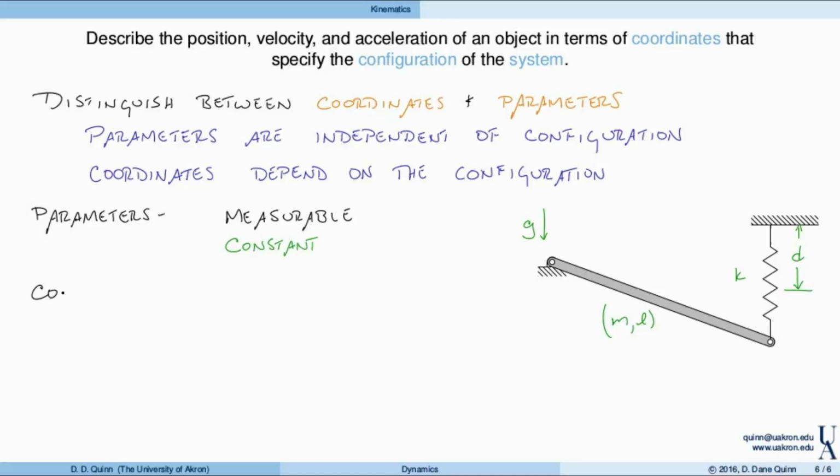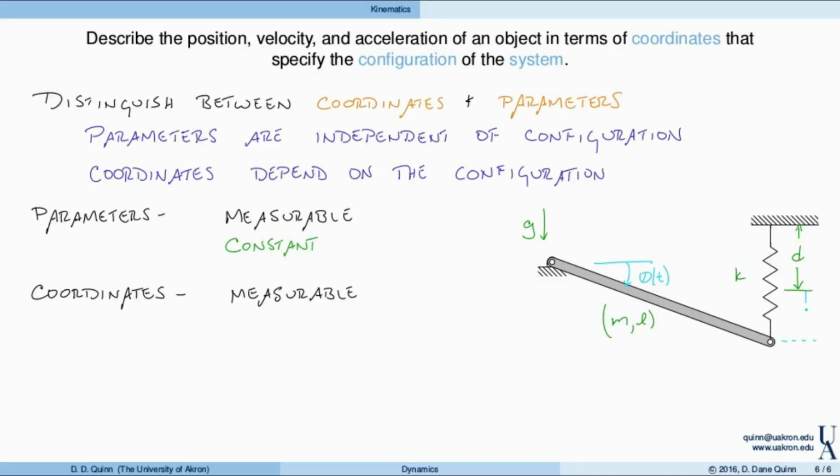Those can be contrasted with coordinates. So coordinates are certainly measurable. Right? So both parameters and coordinates are measurable. And this is one of the things that students need to distinguish between: what constitutes a parameter and what constitutes a coordinate. Because again, they're both things that you can measure. And so here, the coordinates of the system might include, say, the angle of this bar, maybe theta. So if I know theta, I can tell you where the bar is.